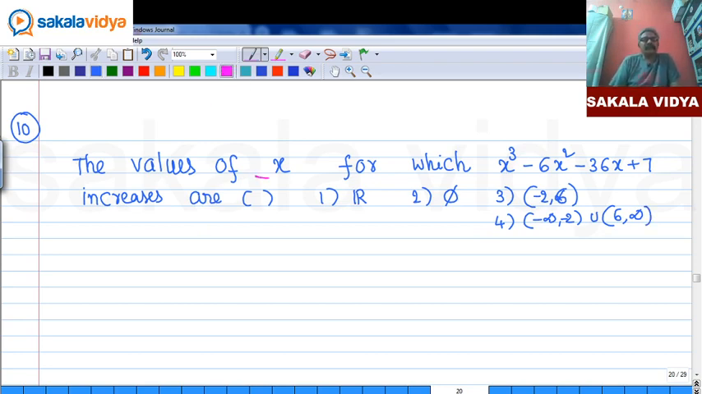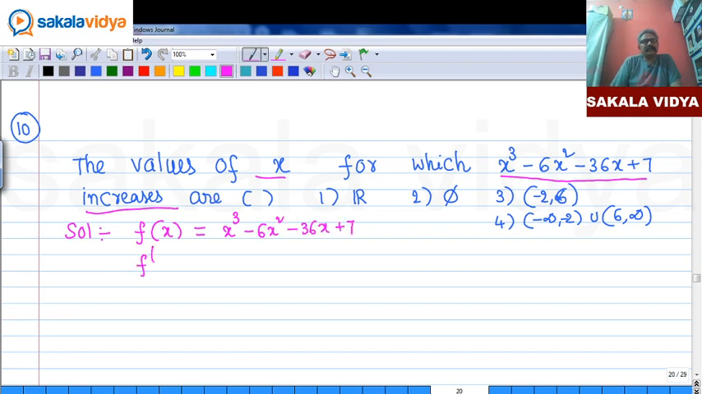So, now the values of x for which x cube minus 6x square minus 36x plus 7 increases in which interval. That means it is a polynomial function whose domain is R. So, that is why here solution, let us say f of x equals x cube minus 6x square minus 36x plus 7.